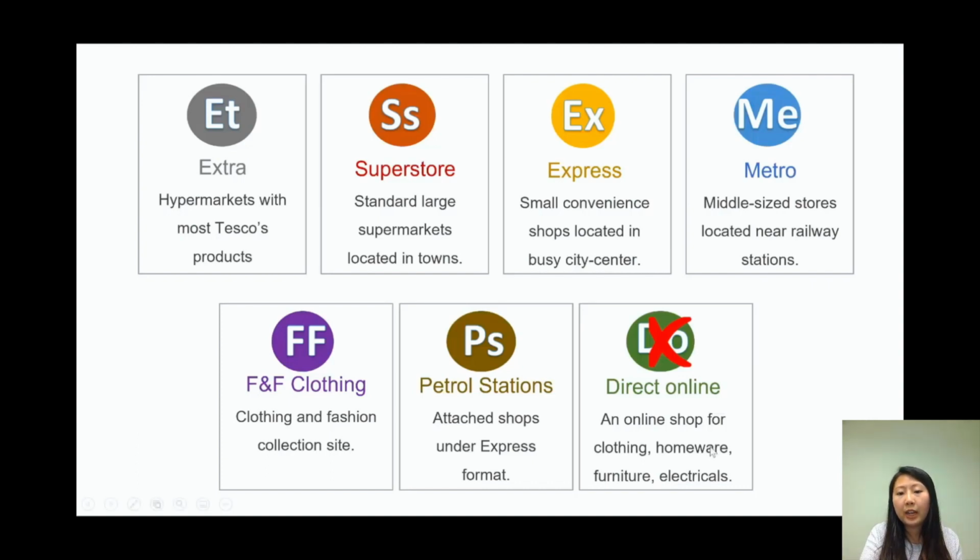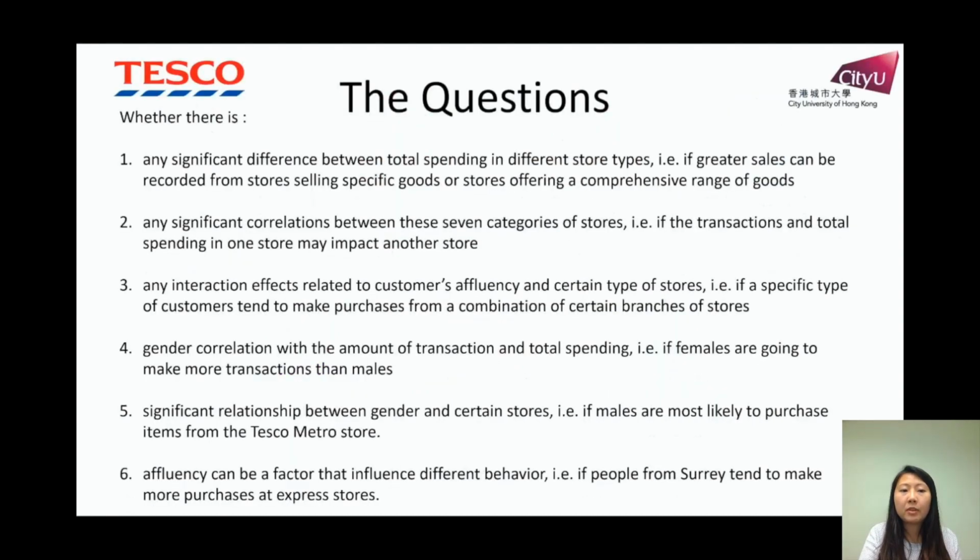In our data, we have Direct Online. It's an online shop for everything. But in reality, Direct Online is closed down. So we came up with some very interesting questions. We wanted to see whether the data would give us any information about significance between total spending and the different store types. For example, would there be greater sales from specific goods or specific stores? We also wanted to see if there would be significant correlations between the 7 categories of stores. So maybe one store's total spending would impact another one.